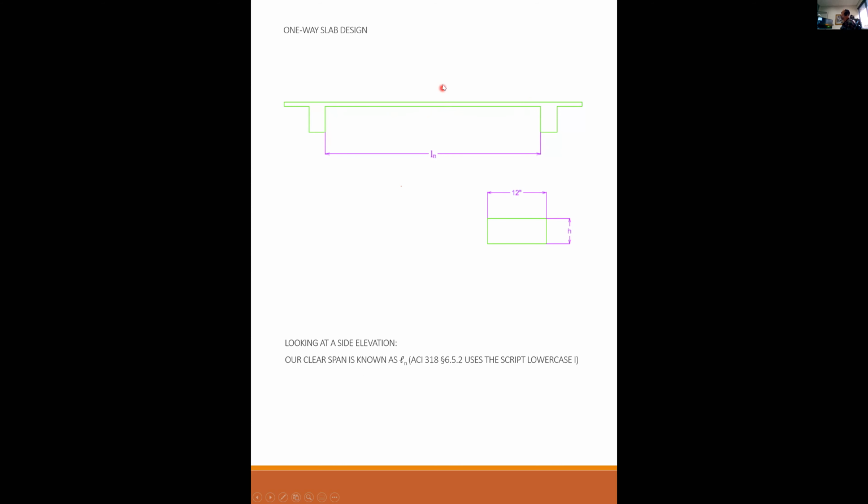If I take a section of this slab for design purposes, the slab has a thickness of h, and for convenience, no other reason, we're going to look at a 12-inch wide section of this strip. So this becomes my design beam. My beam has a height of h and a width of 12 inches. Our assumed beam section is 12 inches wide by h deep, a rectangular, singly reinforced beam.